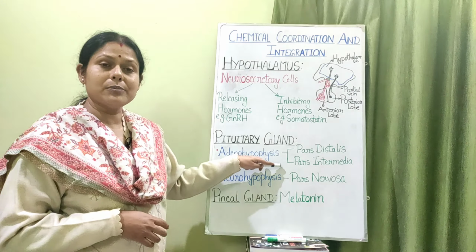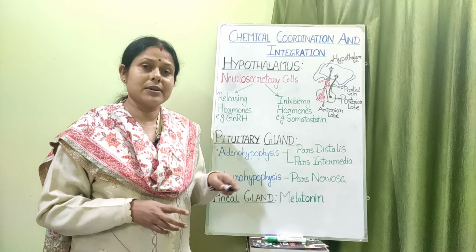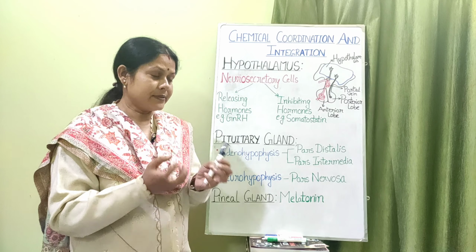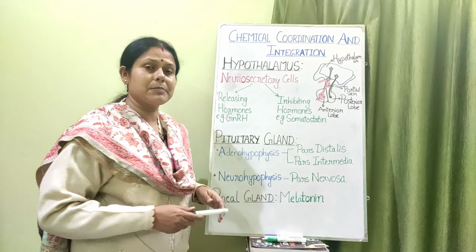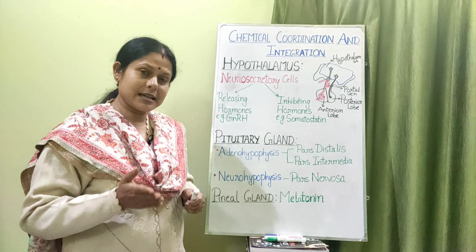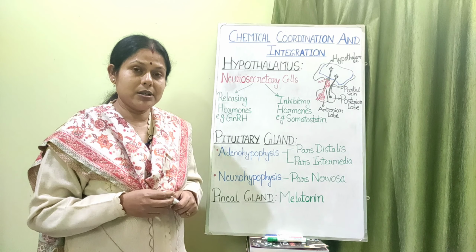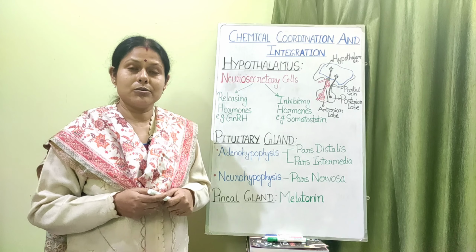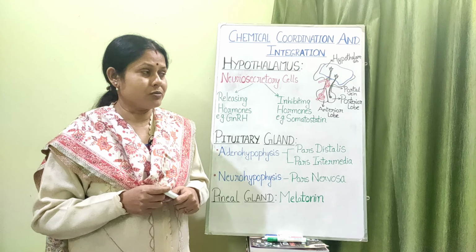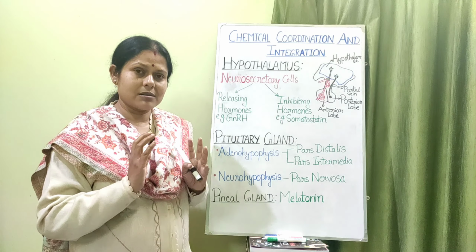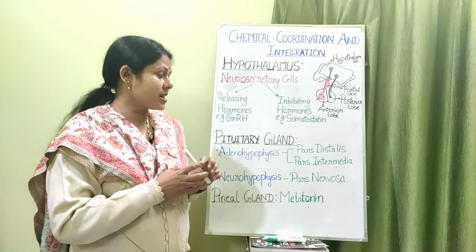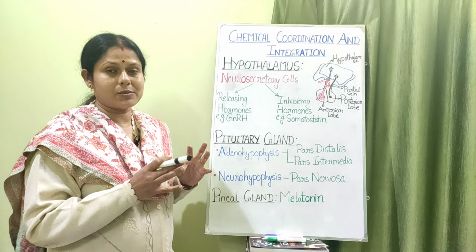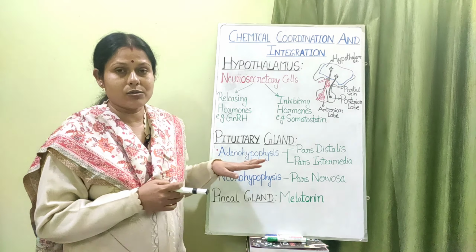As far as the adenohypophysis is concerned, it is again divided into two parts, although externally it is very difficult to differentiate between the pars distalis and pars intermedia. Pars distalis is popularly known as the anterior pituitary, and pars intermedia is popularly known as the intermediate lobe of the pituitary gland, which is actually joined or coinciding with the anterior pituitary. The anterior pituitary occupies the maximum portion of the adenohypophysis.